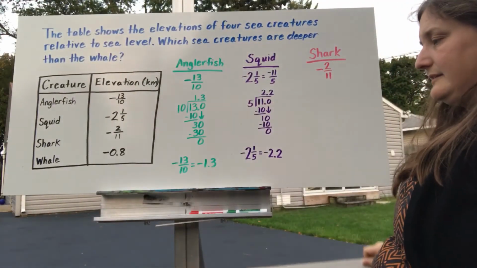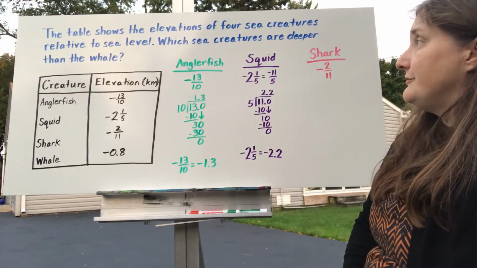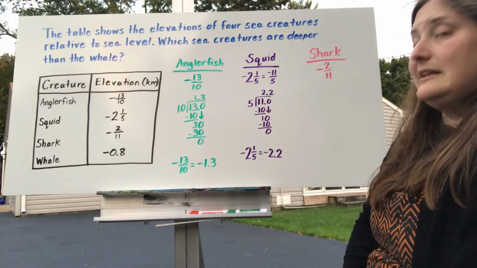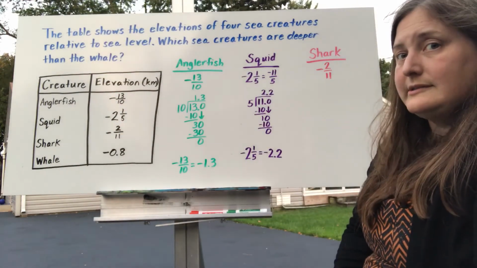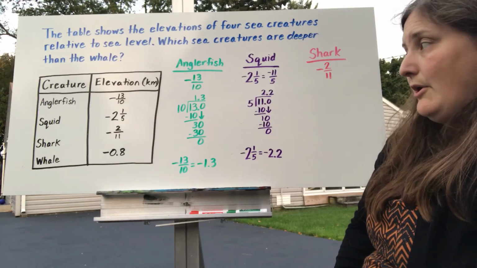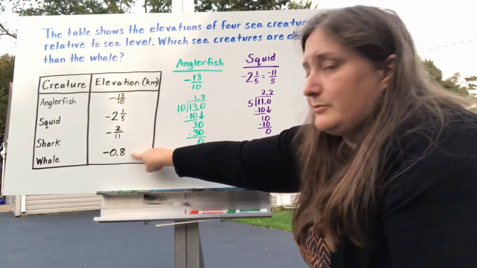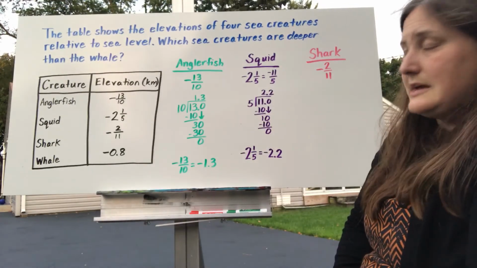All right, last but not least, let's look at a word problem here. We have a table that shows the elevation of 4 sea creatures relative to sea level. I notice they're all negative because they're all below sea level. They want to know which creatures are deeper than the whale. So the whale here is written as a decimal, so I'm going to convert these other animals into decimals.